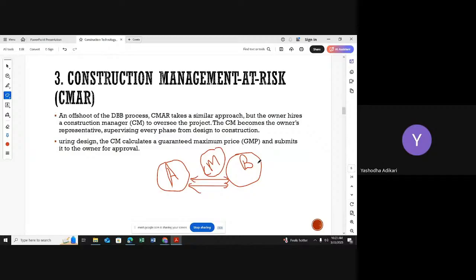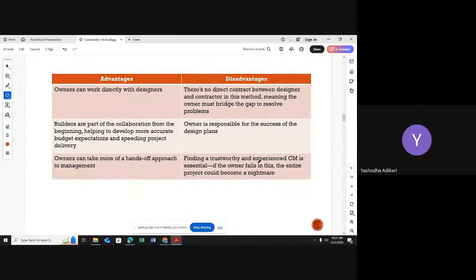Right? We are passing the message to the construction manager, who should pass it to the designer. Again, the designer should pass it to the construction manager, who should pass it to the contractor. So meaning the owner must bridge the gap to resolve the problems.